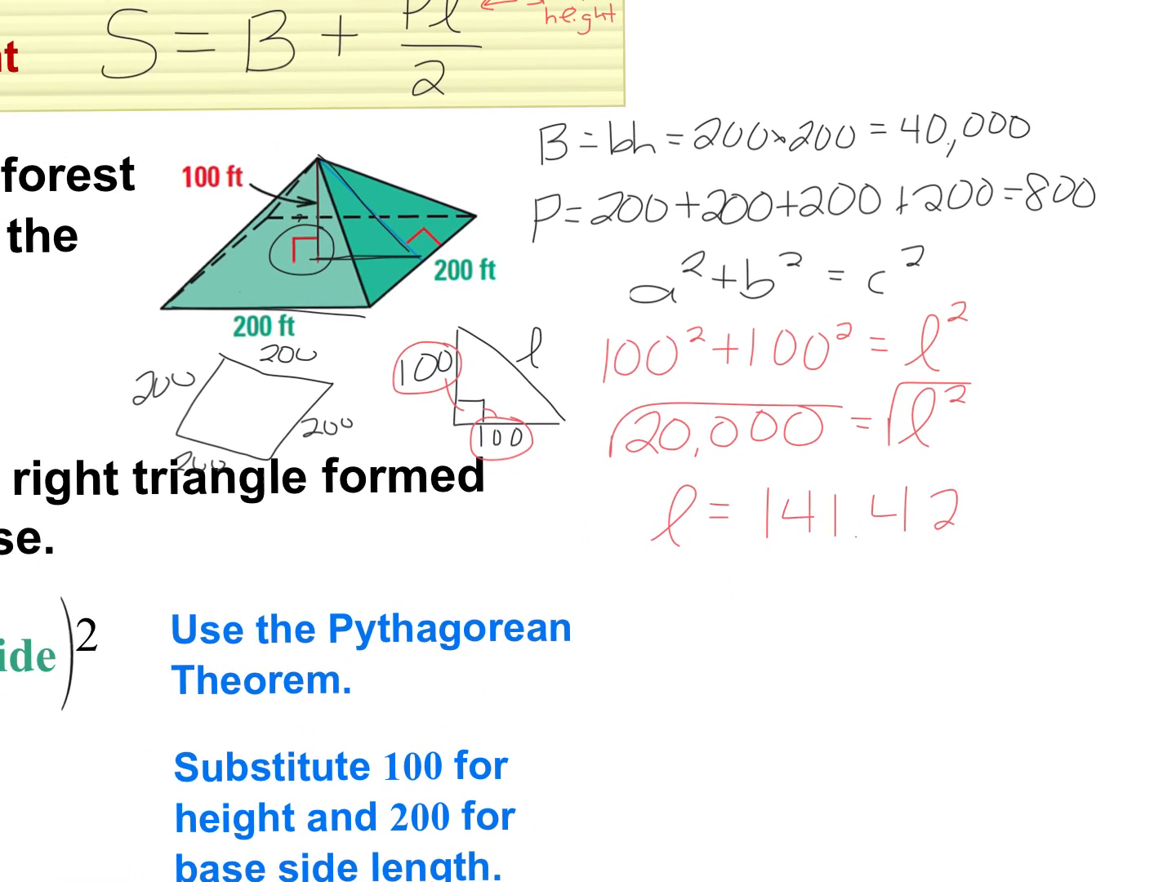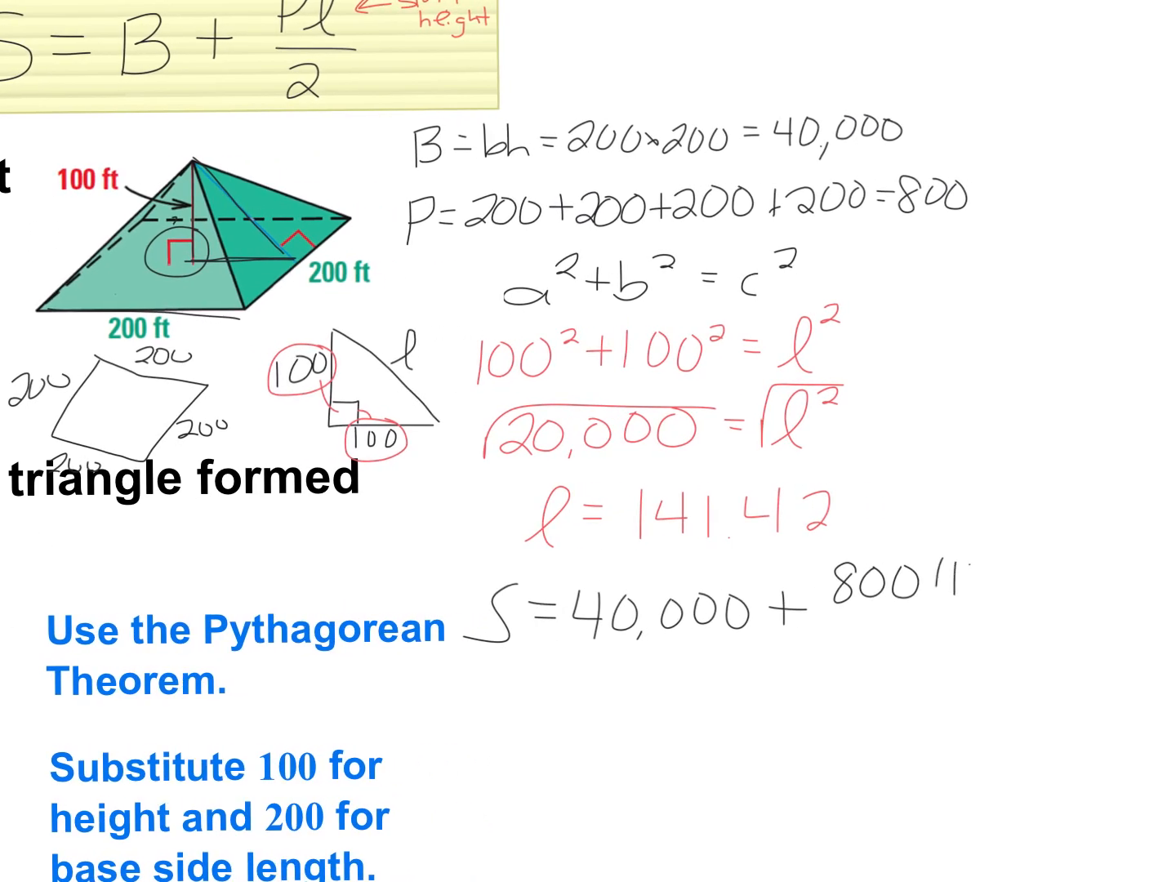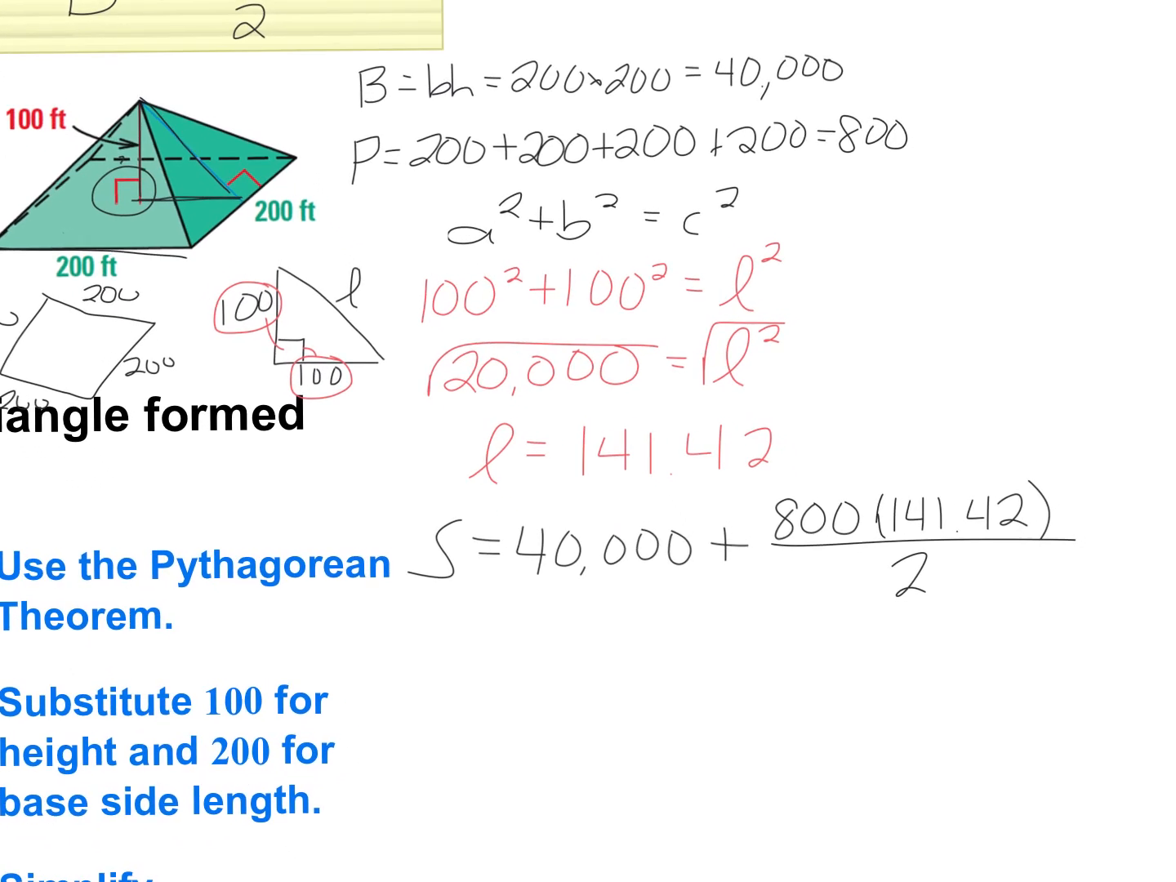Yes. So we're going to plug everything in. What was our capital B that we found? 40,000. Capital P was 800. Slant height 141.42 divided by 2. Now, once we get to this point, we have to be careful on how we solve.